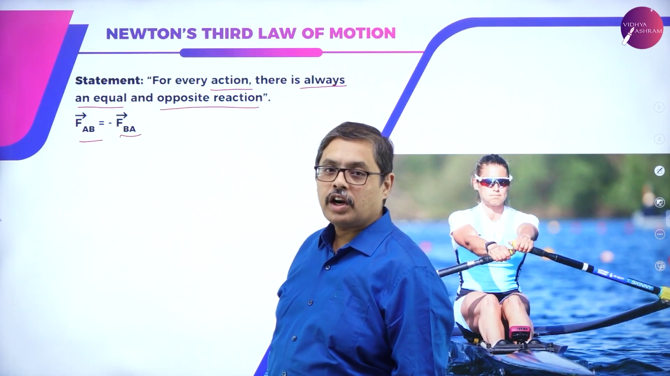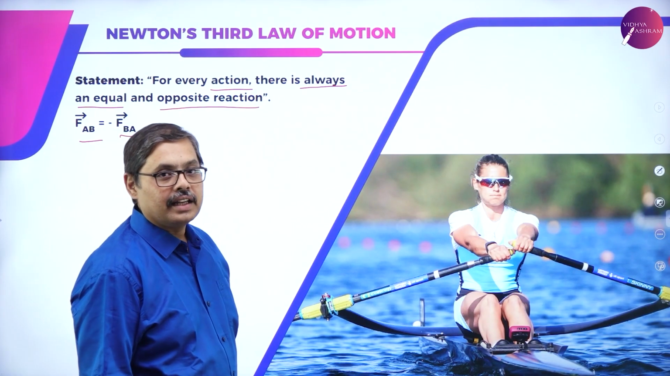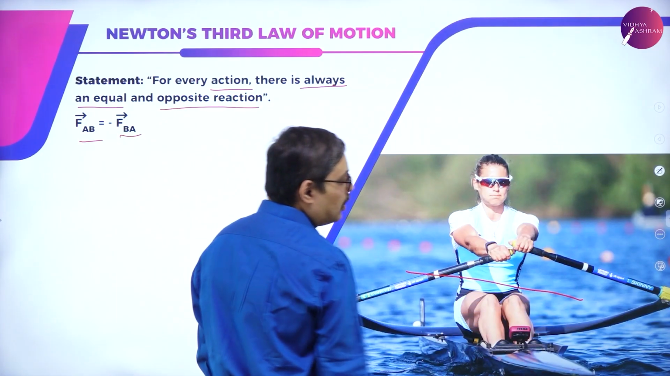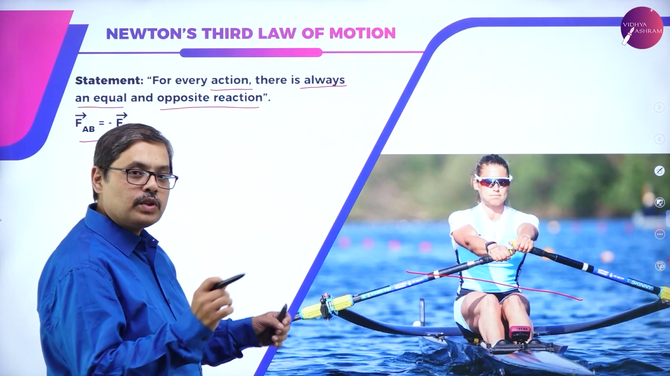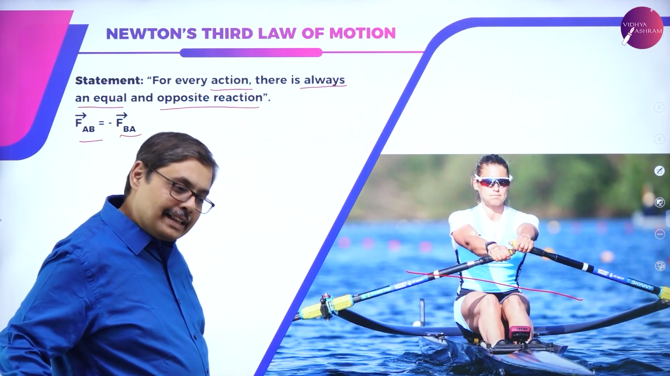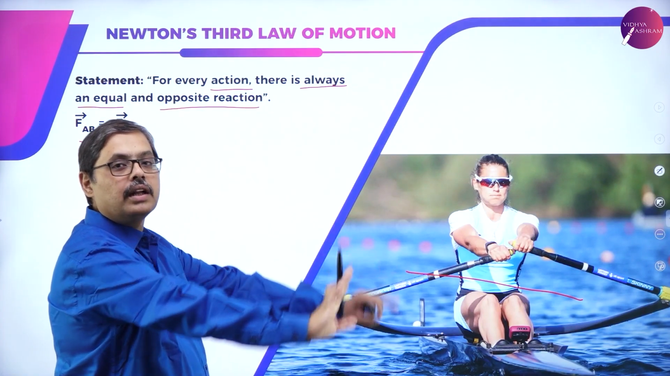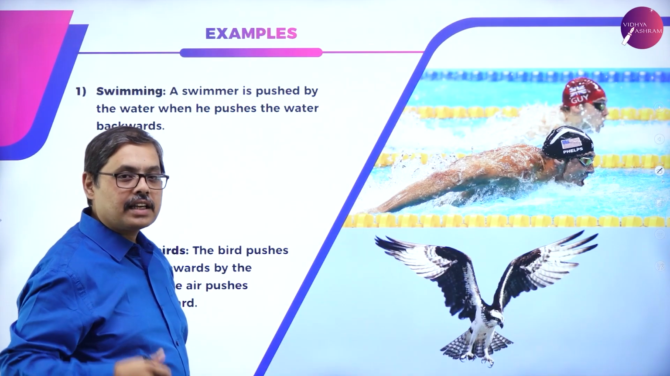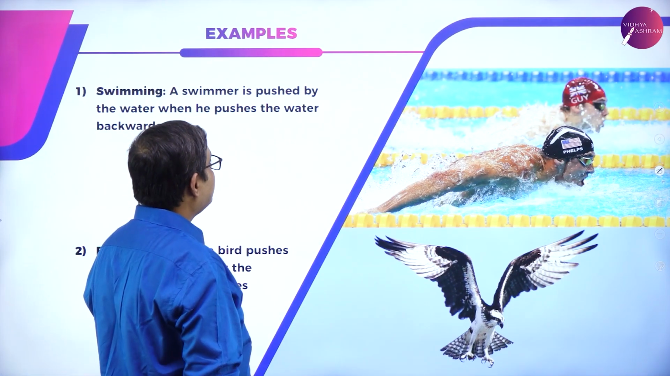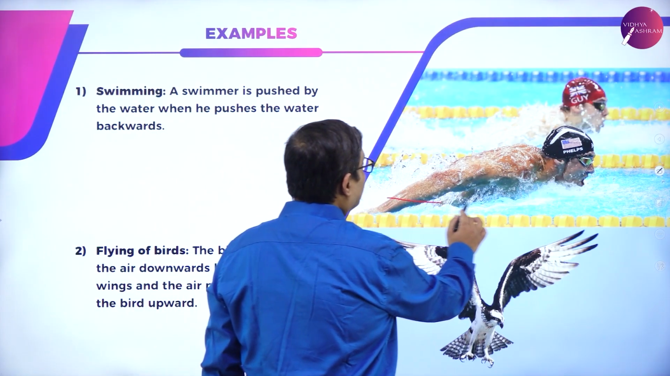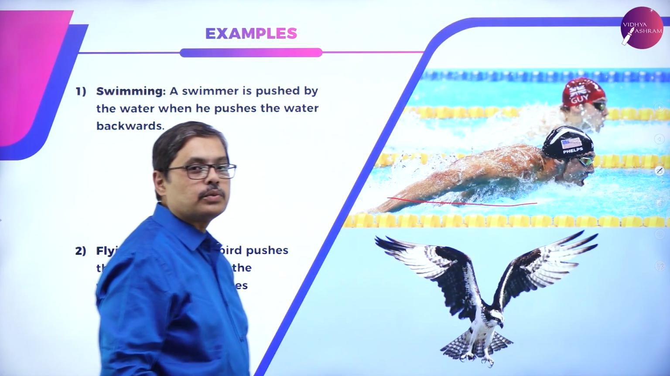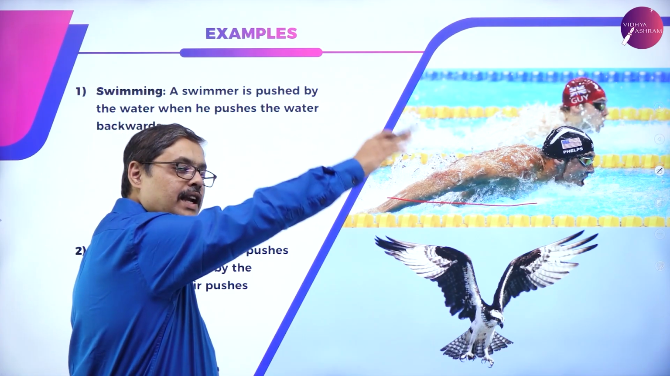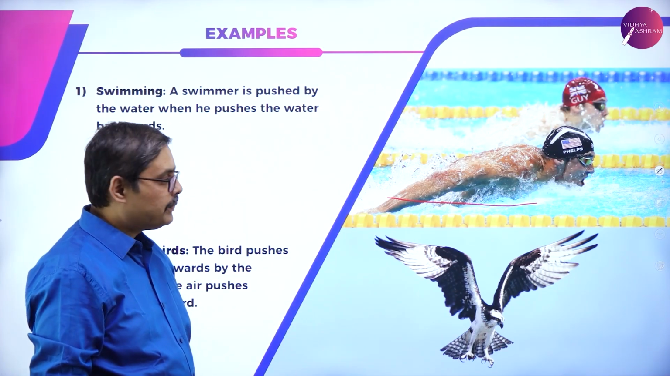What is the best example to understand? You are rowing a boat. Whatever force with which you push the water backwards, the water will push the boat in the opposite direction, in the front direction. Let us take a few more examples. Let us take the example of a swimmer. Whatever force with which the swimmer pushes the water backwards, with the same force he will be able to travel forward.